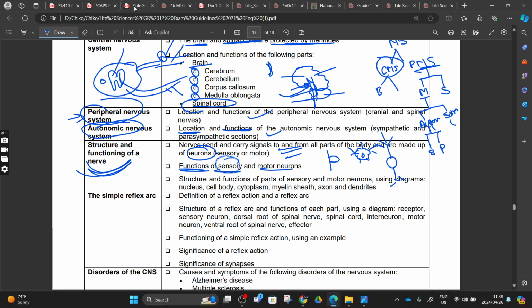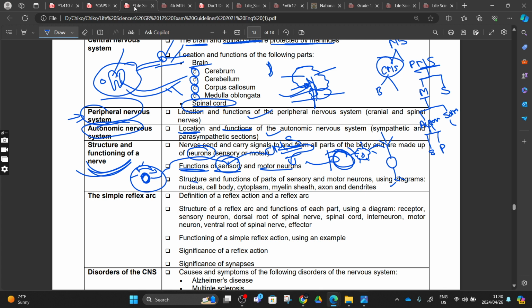We told you that the sensory and motor neurons transmit an impulse that was received by our receptor. This receptor is going to convert the stimuli into an impulse, and then this impulse is going to be transmitted via the sensory neuron to the central nervous system. And then from the central nervous system, we see the axon of the motor neuron transmitting this impulse to our effector, right? And then this effector can be an organ or can be a tissue, right?